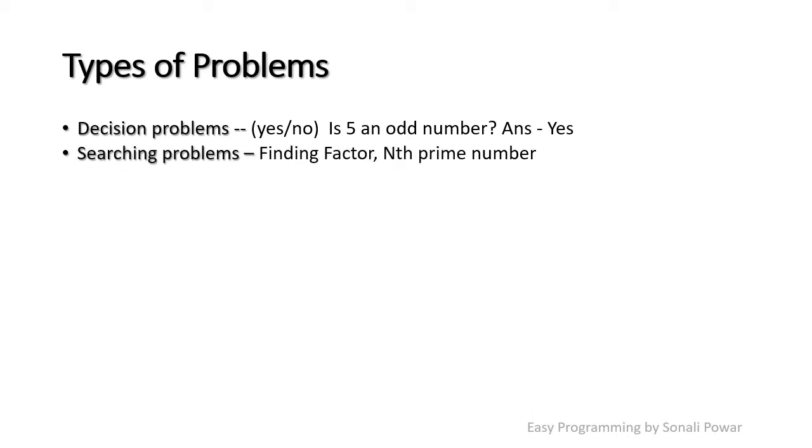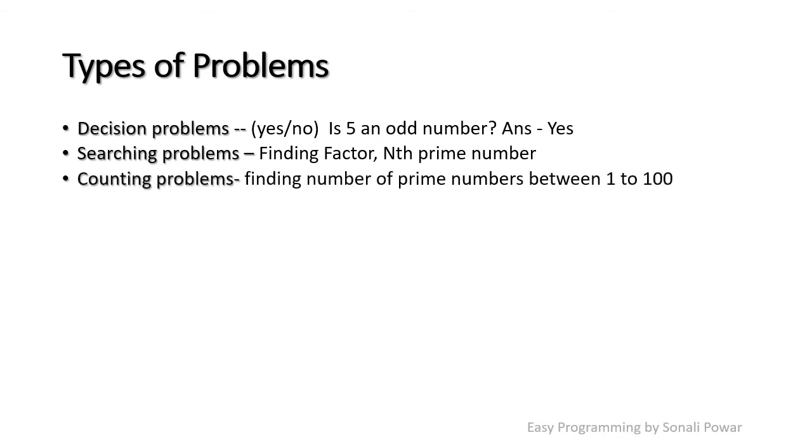Next type is searching problem. In case of a searching problem, we will find the required solution from a number of infinite solutions. For example, finding factors, finding the nth prime number. We have an infinite set of prime numbers, but I do not want the whole set, I just want the nth prime number. So suppose the user says I want the fifth prime number, I will just pick up the fifth prime number from the infinite set of prime numbers.